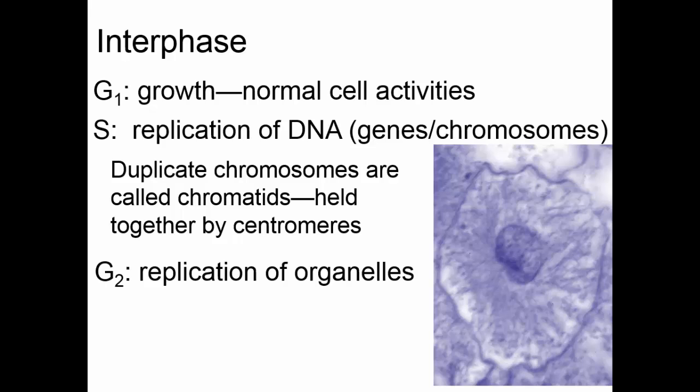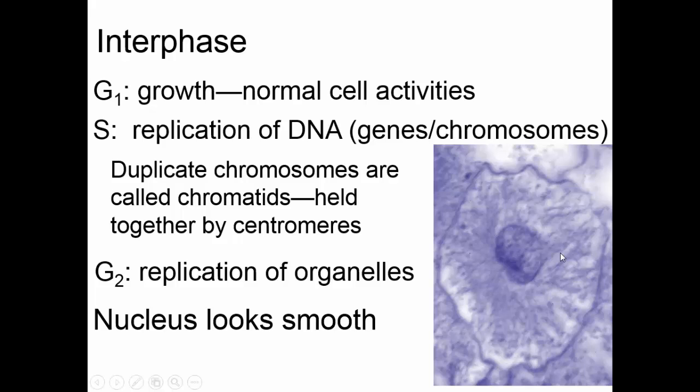The G2 phase of interphase is when the organelles divide. If we're going to divide the cytoplasm, we're going to have to make sure that there are enough organelles to go into two cells. When you see a cell in interphase, you can see the cell membrane, you can see the cytoplasm, and you can see the nucleus. And the nucleus looks fairly smooth inside. Those chromosomes are coiled tightly and they don't show up as bar-like structures.